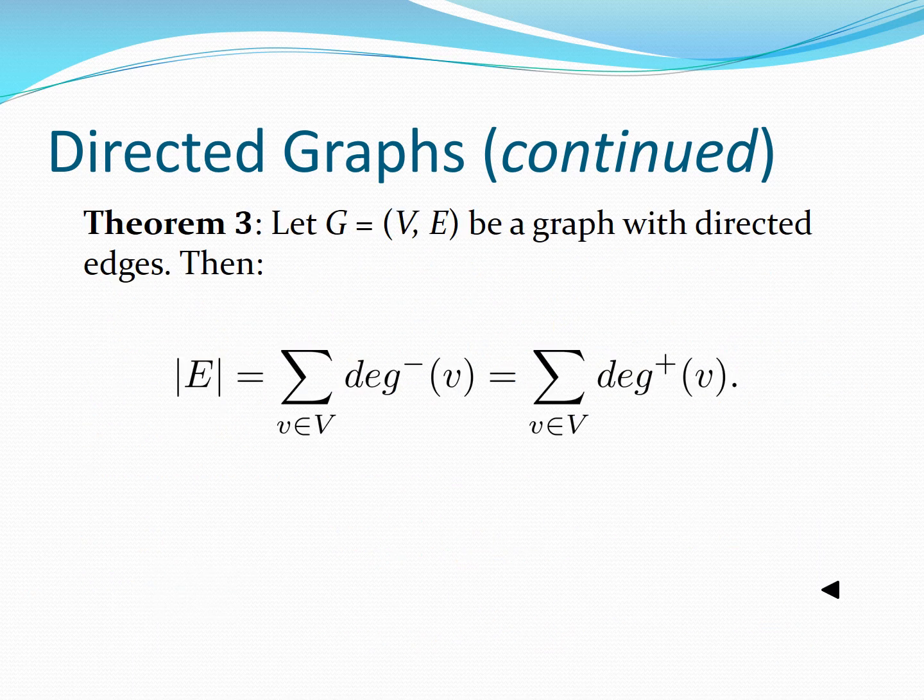Here is another theorem. We're not going to cover the proof of this theorem. It tells us that the number of edges in a directed graph is equal to the sum of the in degrees of all the vertices, which is also equal to the sum of the out degrees of all the vertices in the graph. Simply put, the number of edges is equal to the sum of in degrees in the graph or the sum of out degrees in a given graph.